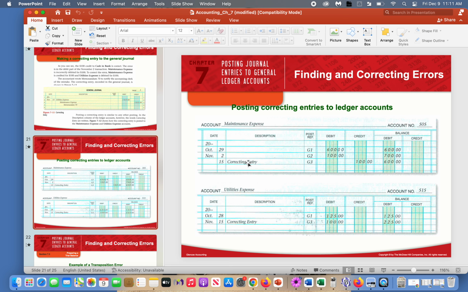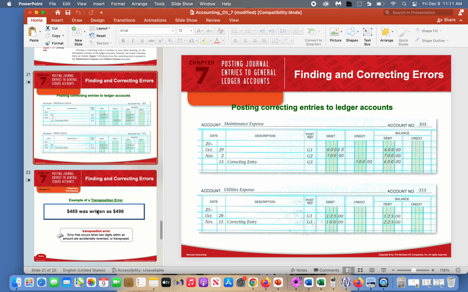I need to create a new journal entry that is actually correcting the error, and then I need to post, and I need to write this for my description, correcting entry. You write the page you did it on, and then you do the right amount. Okay? And there it is again, correcting entry. It's as simple as that.